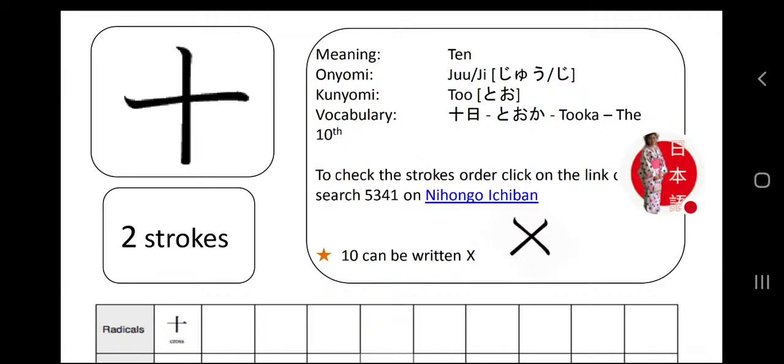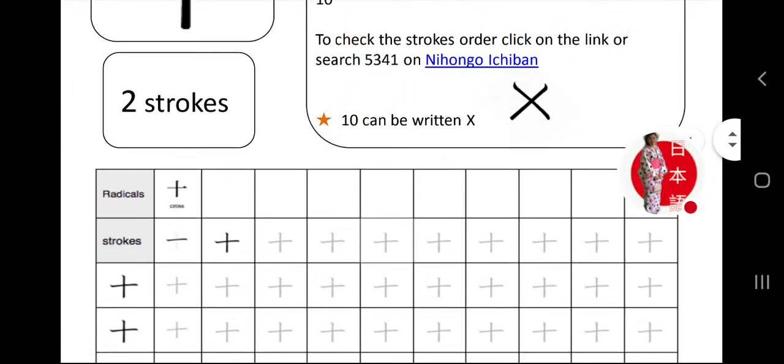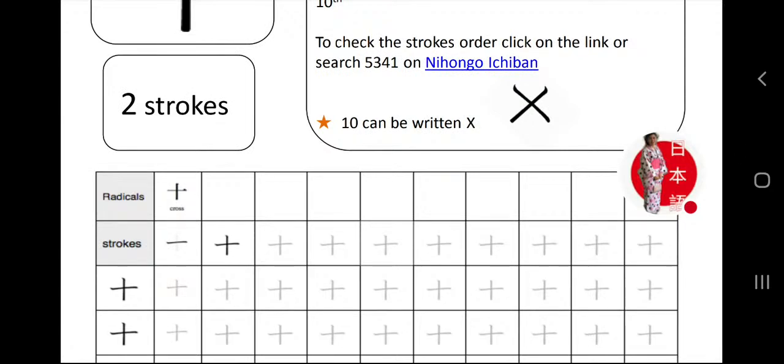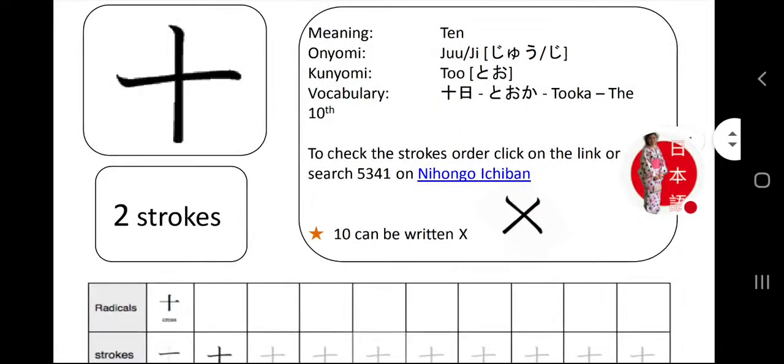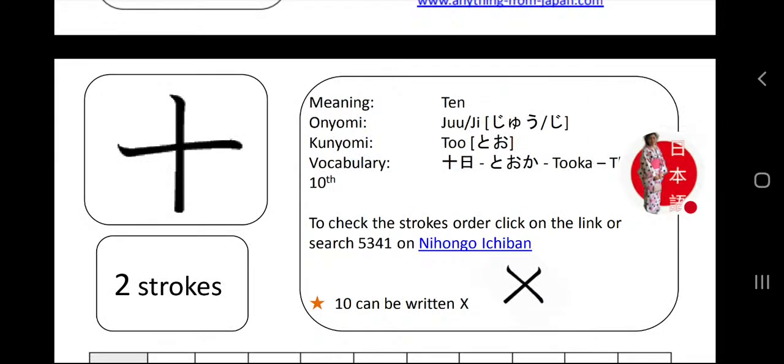Toka. How to write this just like this. First is the horizontal line and then next is the vertical line. So we have that 10. Toka. It's the ju or ji. Okay, there you have it.